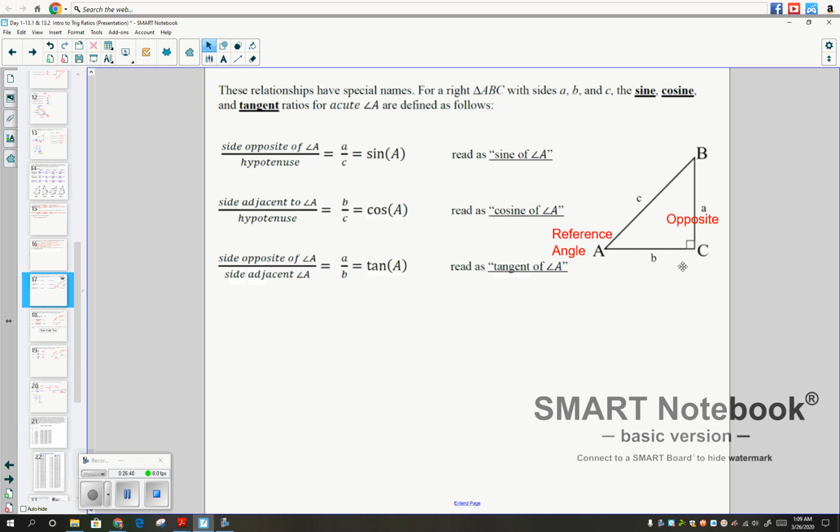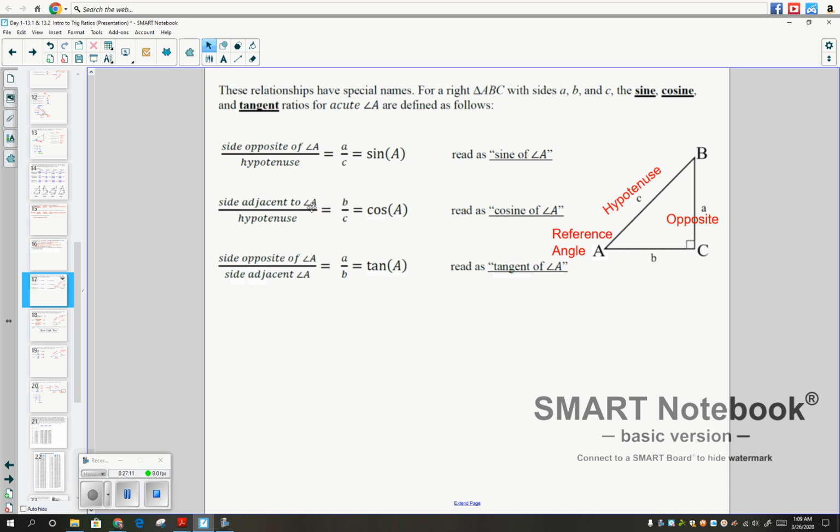That's side A. And which side is the hypotenuse? That's side C. So the side opposite over the hypotenuse is side A over C. Well, that is actually the ratio for sine of A. It is read sine of A. Even though abbreviated it looks like sin, it's actually sine. Okay, it's the abbreviation, but we still call it sine.